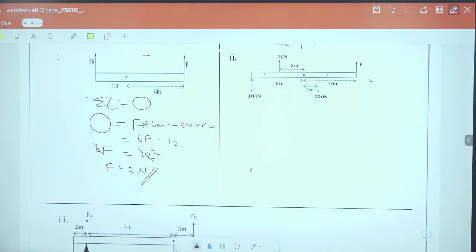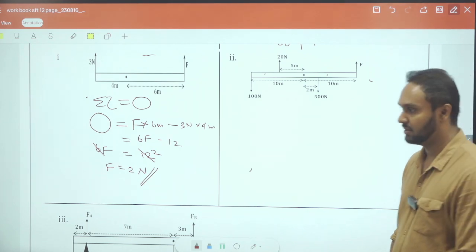Do it. I'm only giving you 2.5 minutes. Do it fast. Now the clock is ticking. 2.5 minutes. Do it fast.